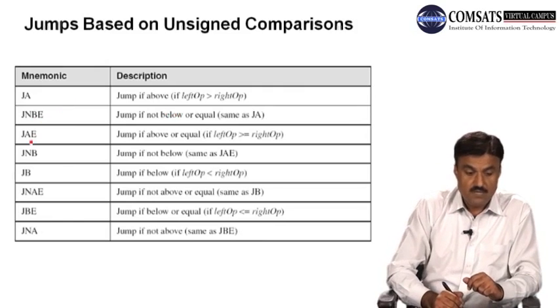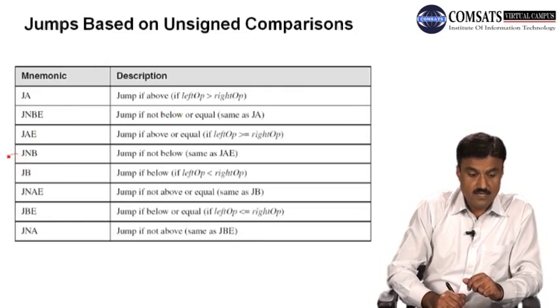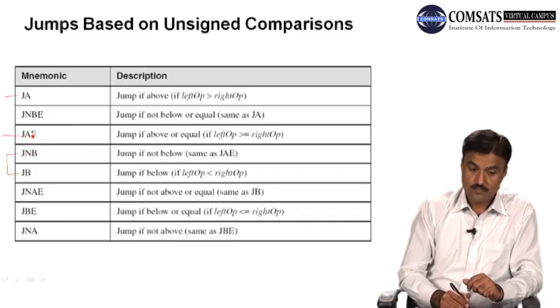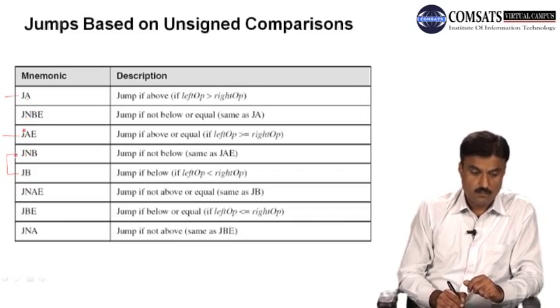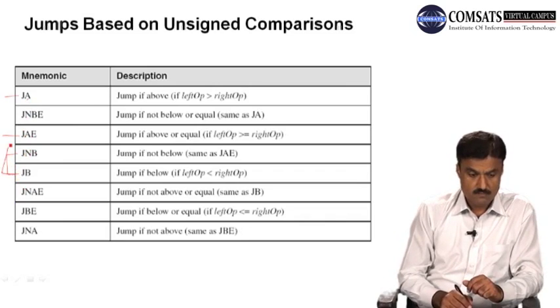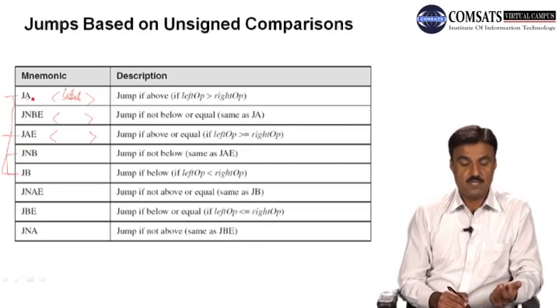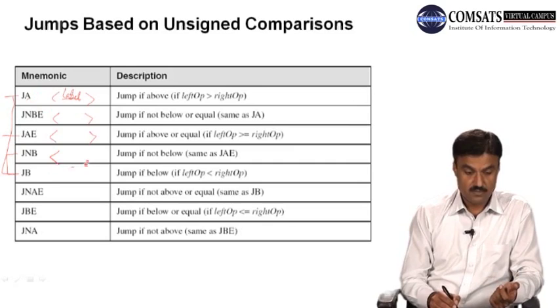JB is jump below, JNB is jump not below. Jump above and equal. So jump above and jump below are opposites here too. And here you can see we will not use operands, the left and right operands. Here we will use only labels. Just keep in mind that here we will use only a label. This operation has been performed immediately before this jump instruction.